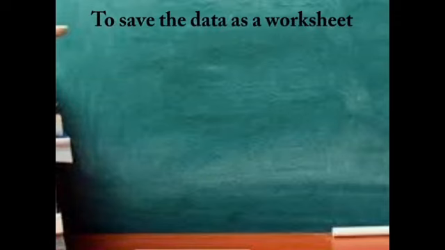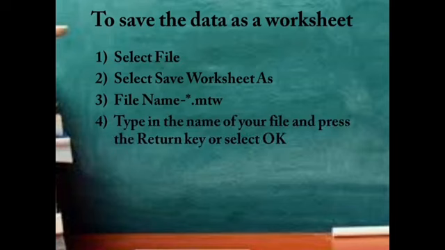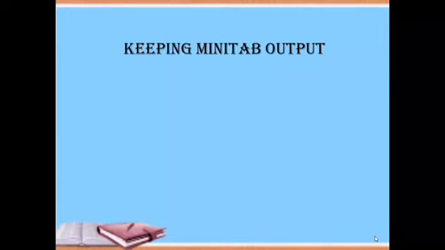To save the data as a worksheet, the first, select File, and the second, select Save Worksheet As, and the next, choose file name, and the last, type in the name of your file and press the return key or select OK. And the last, give a Minitab output.